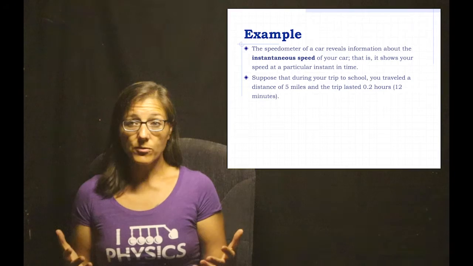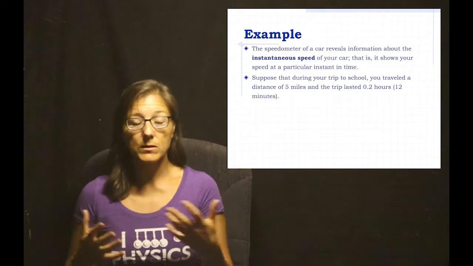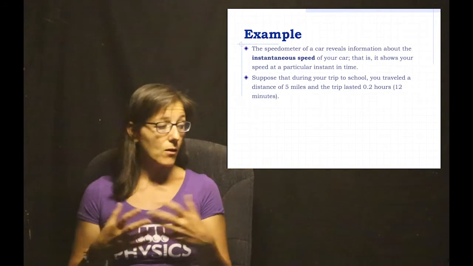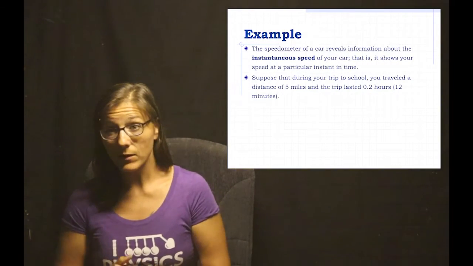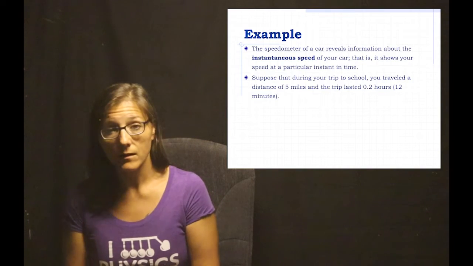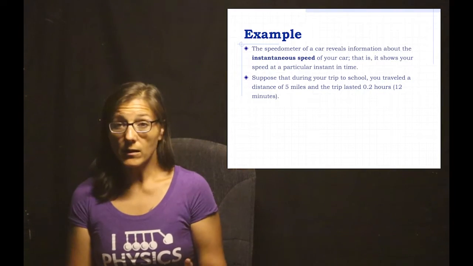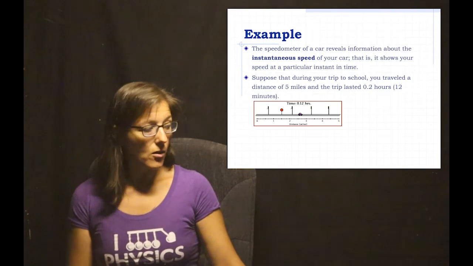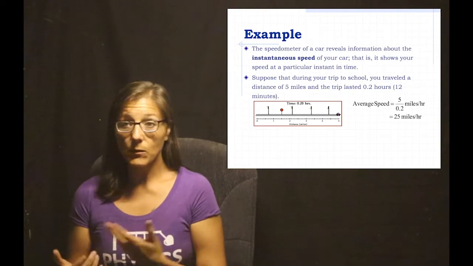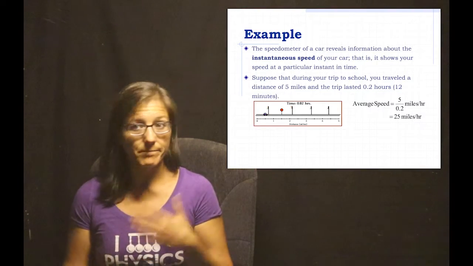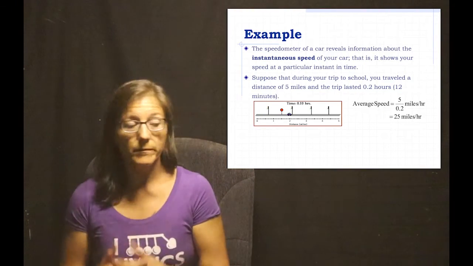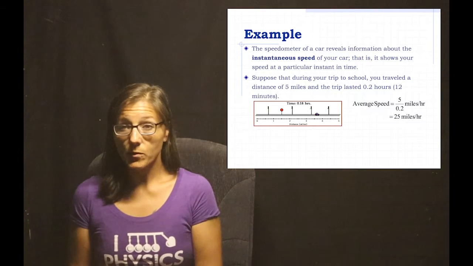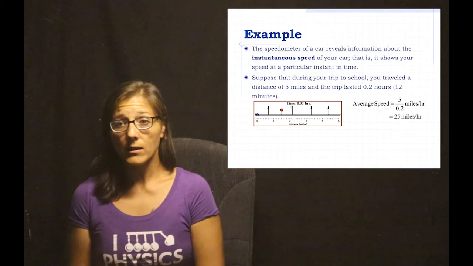But if you were traveling to school and say it was about 5 miles away and it only took you a fifth of an hour to get there, so 12 minutes, you could calculate your average speed over the course of the trip, right? It wouldn't be that hard. Your distance over time, 5 divided by 0.2, right? 25 miles per hour. Not that hard to calculate your average.